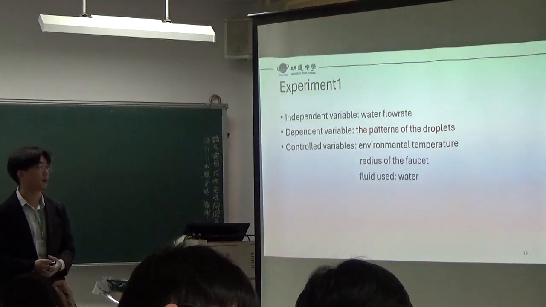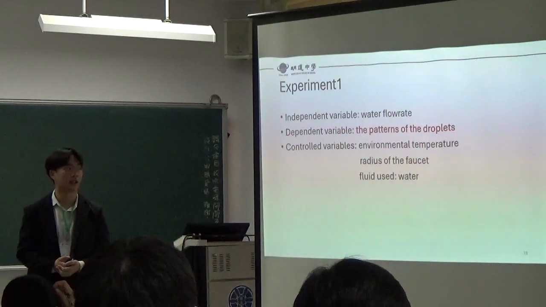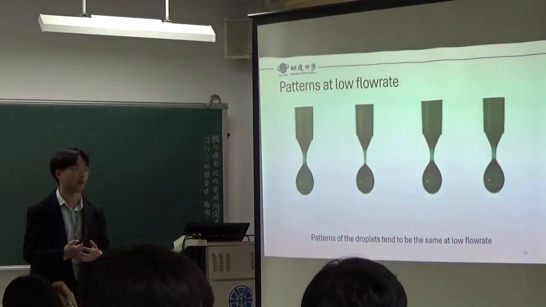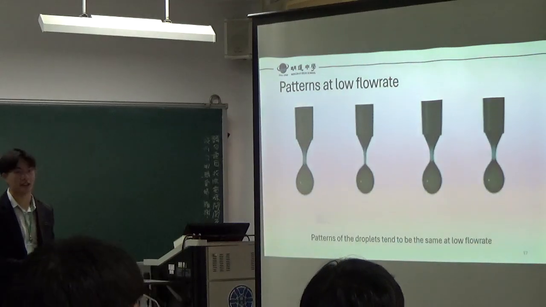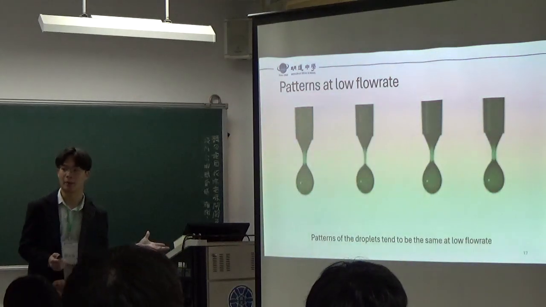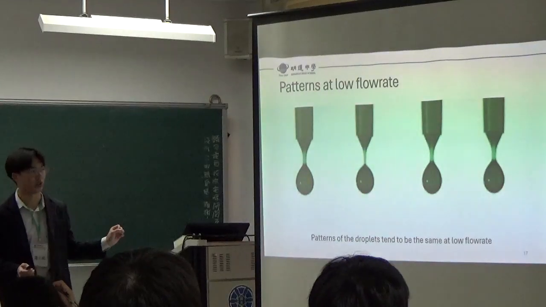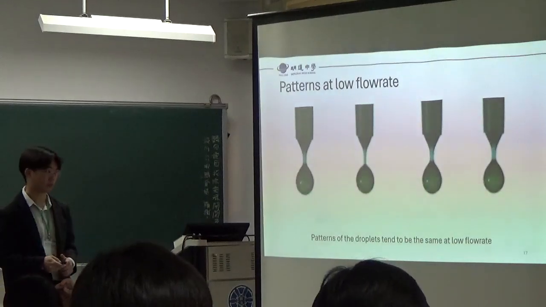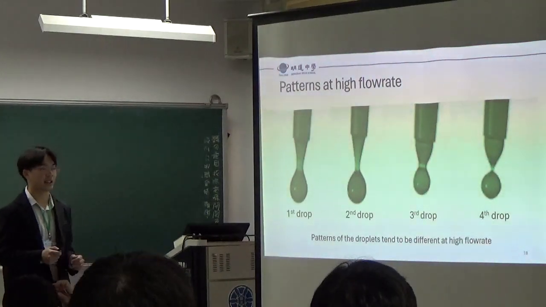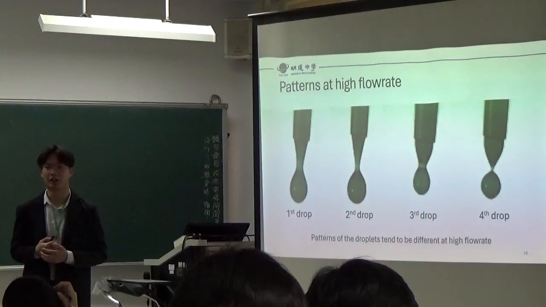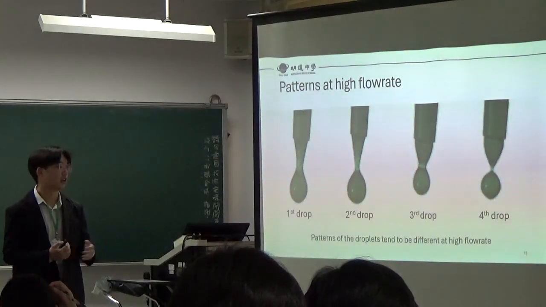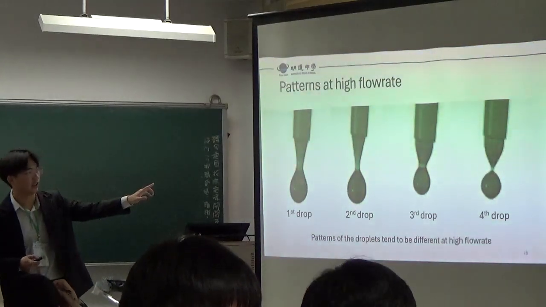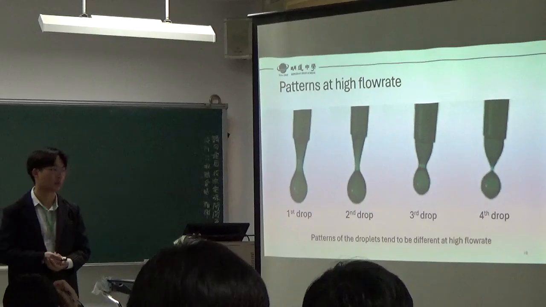My independent variable is the water flow rate, and my dependent variable is the pattern of the droplets. So you can see here, at low flow rates, the pattern of droplets should be the same for the same flow rate, since the damping oscillation I mentioned earlier has already reached its equilibrium, so it wouldn't cause any effects to the pattern and the interval. At high flow rates, as I suggested, the damping oscillation is still ongoing, so the pattern of the droplet will be chaotic, and it will not be the same.